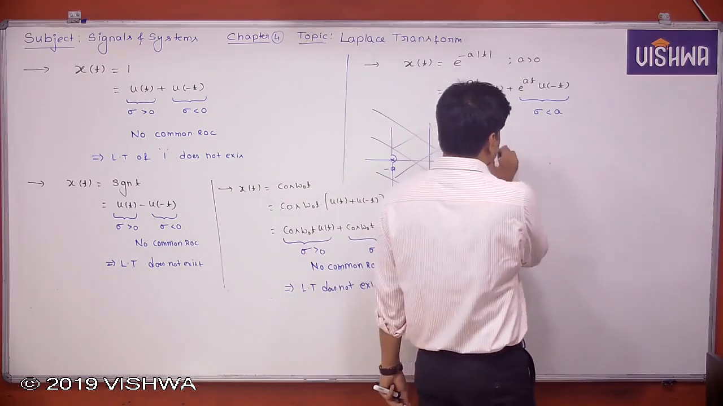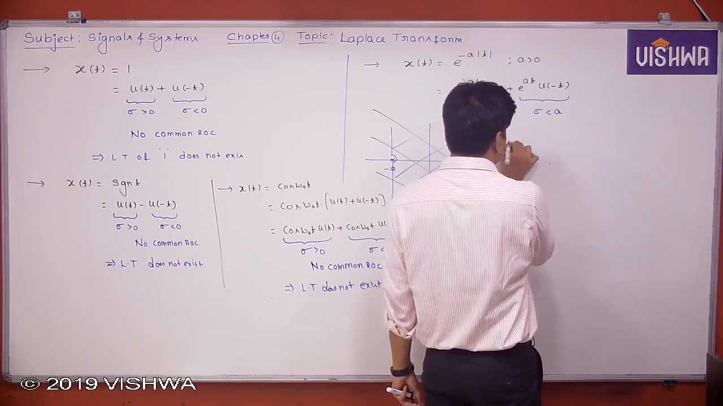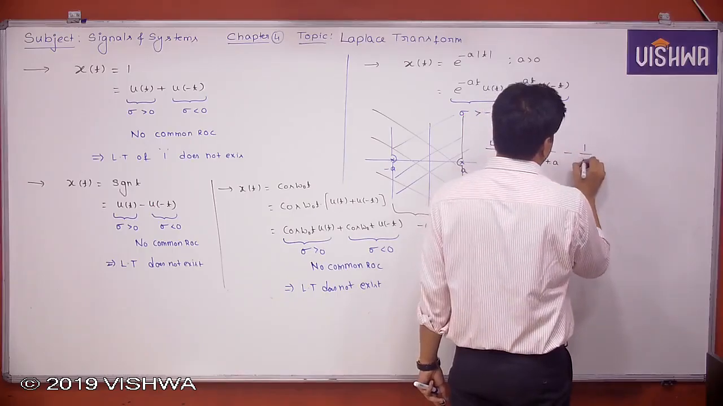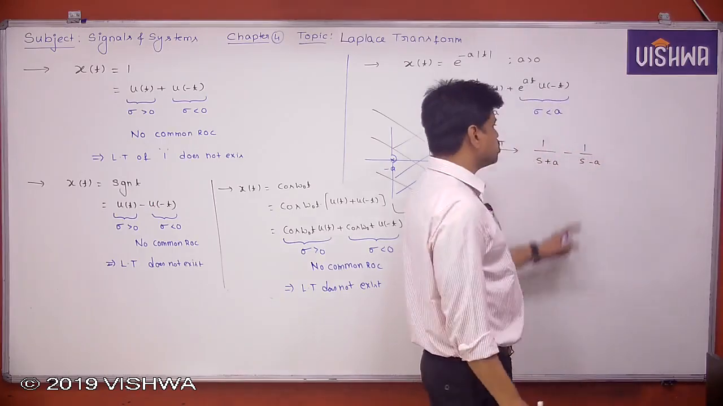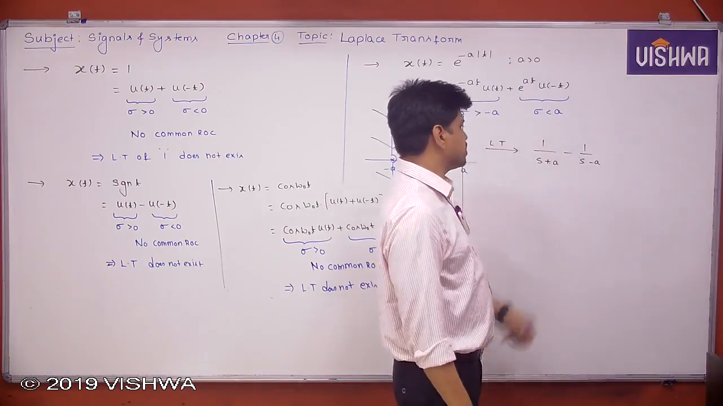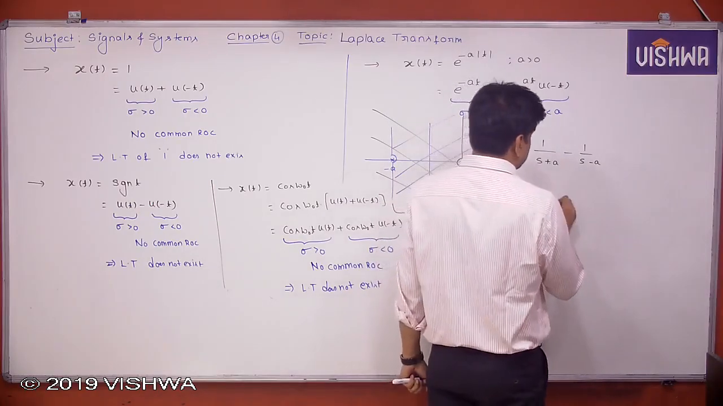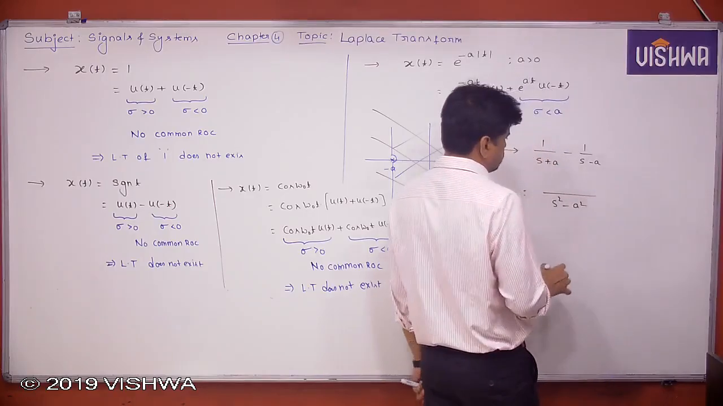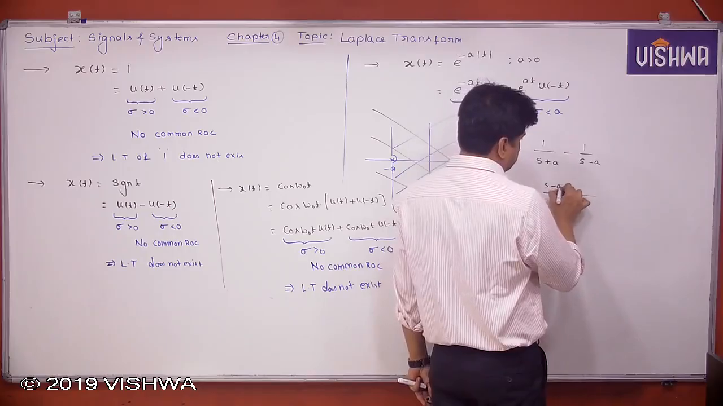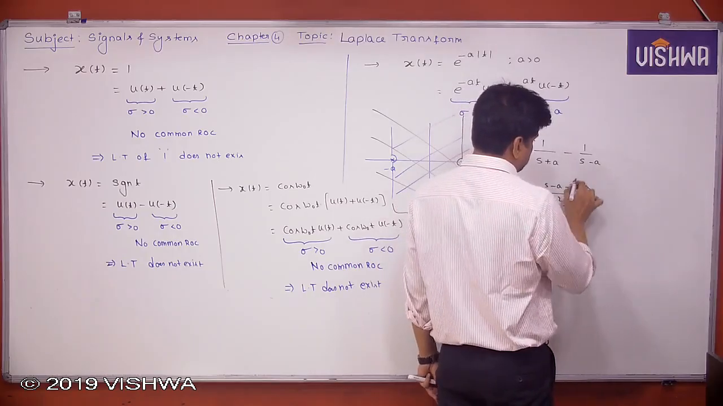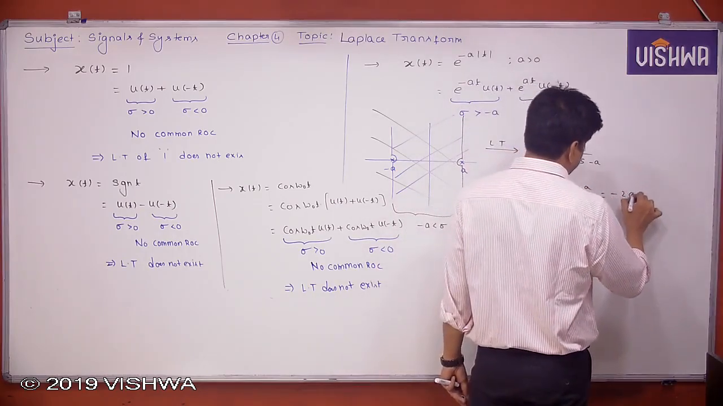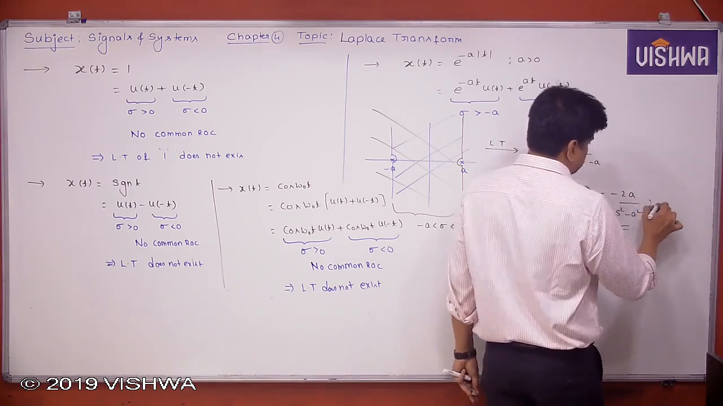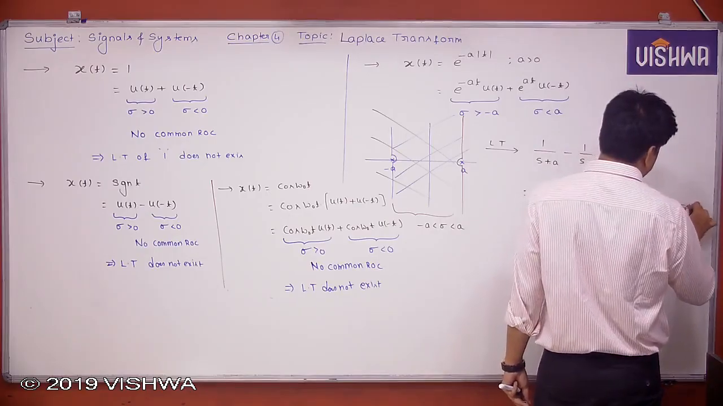So if there is a common ROC, I can go for the Laplace transform: 1 by s plus a minus 1 by s minus a. Why have I used minus here? Because it is a left sided signal. So s square minus a square, by s minus a minus s minus a. So minus s minus s, we get minus 2a by s square minus a square, with minus a less than sigma less than a.